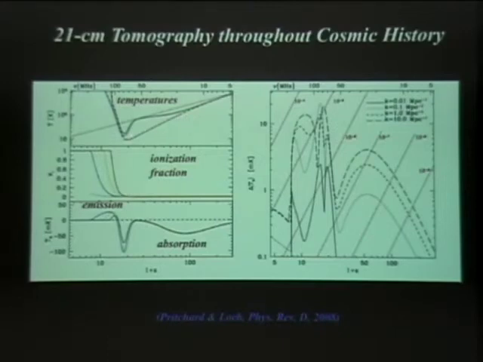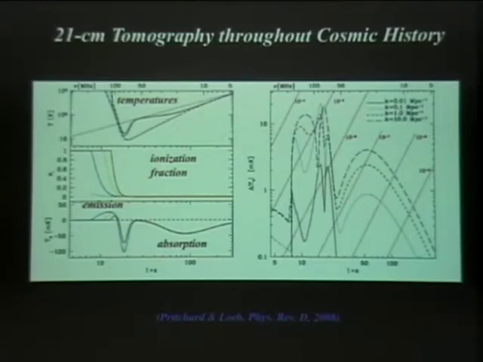The steeper line here shows the gas kinetic temperature. That's the dashed line going down and then up due to X-ray heating. And then the excitation temperature of the 21-centimeter line is sort of in between. It starts with the gas temperature, goes back to the microwave background, and then due to Lyman alpha coupling, goes below the microwave background, the second absorption trough, and then goes above the microwave background due to X-ray heating.